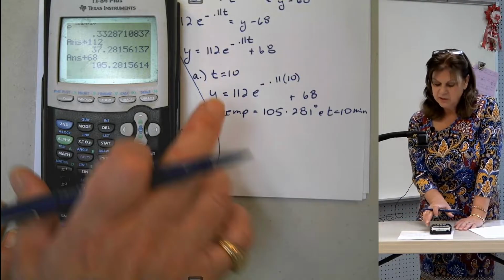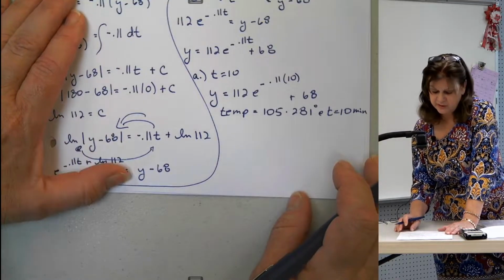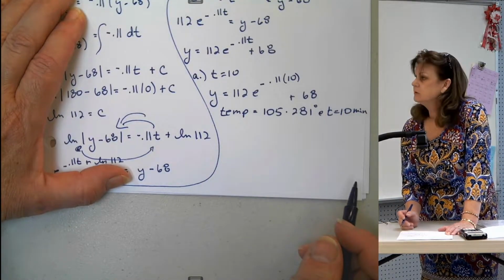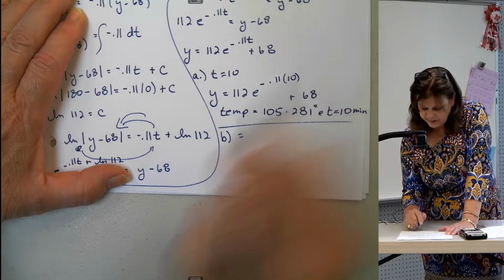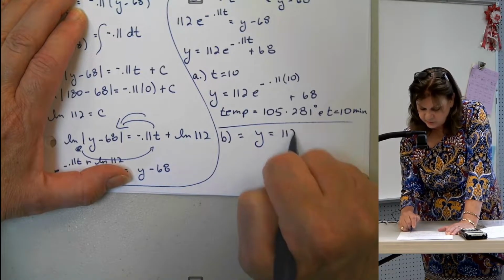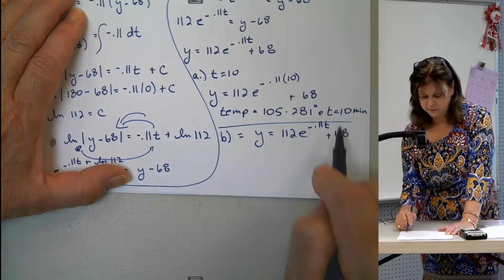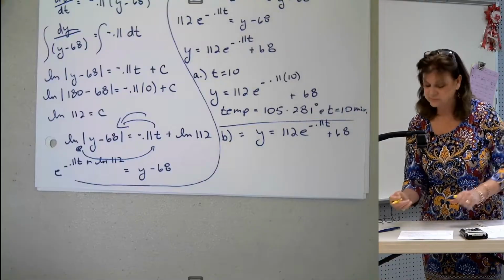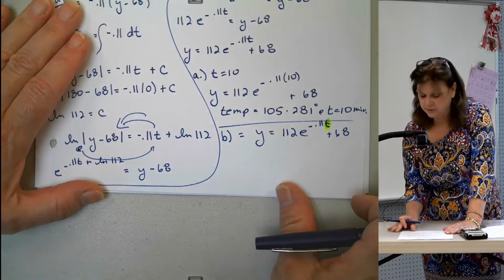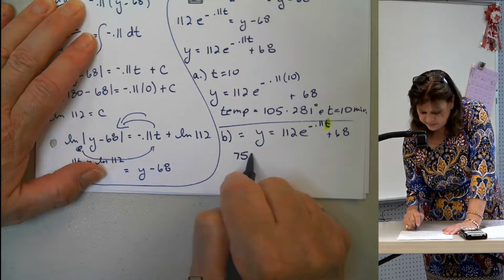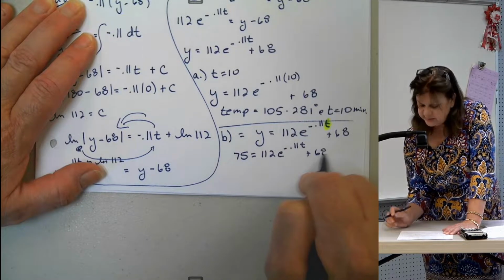Okay, let's move on to B then. Approximately how long does it take the temperature of the coffee to drop to 75 degrees? Now they're giving you the y value and they want you to find the time. So again, we go back to our equation, y equals 112 e to the negative 0.11 t plus 68. Now we're looking for the variable t, and they've given us the y value, the temperature. So 75 equals 112 e to the negative 0.11 t plus 68.